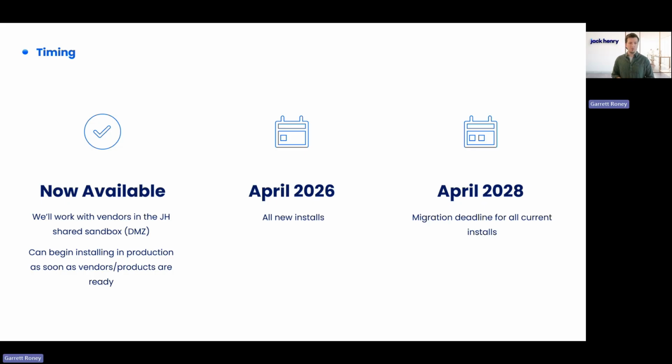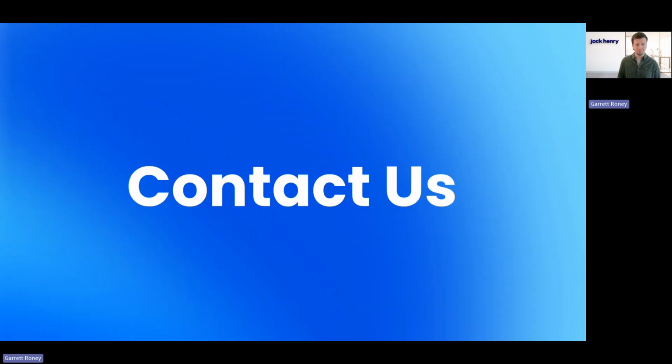There are a couple of dates to note. In April of 2026, all new installs past that date will require the OAuth standard. We will no longer be issuing service accounts as of that date. And by April of 2028, we fully expect everybody to be migrated to the new OAuth standard. So that gives you a little bit of runway to plan your migration for your clients.